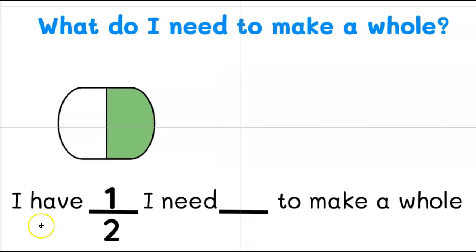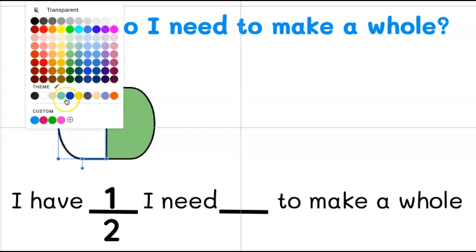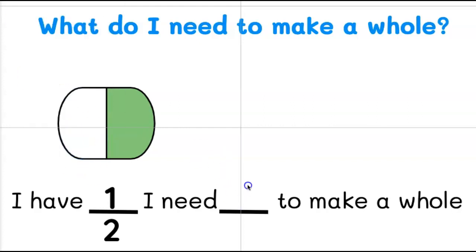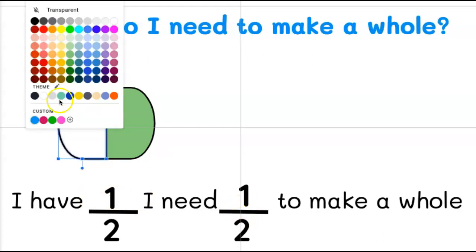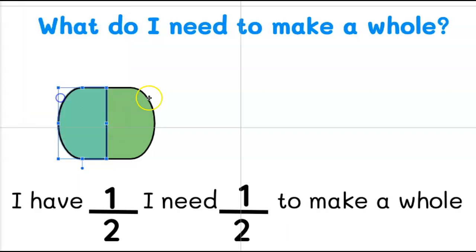Last one. I have 1/2, I need blank to make a whole. If I have 1/2, how many more do we need? We need another 1/2. So I need 1/2 to make a whole. 1 plus 1 is 2. So I'd have both parts. So let's see, if I add one more half, will I have the whole? I sure will. And there you go.